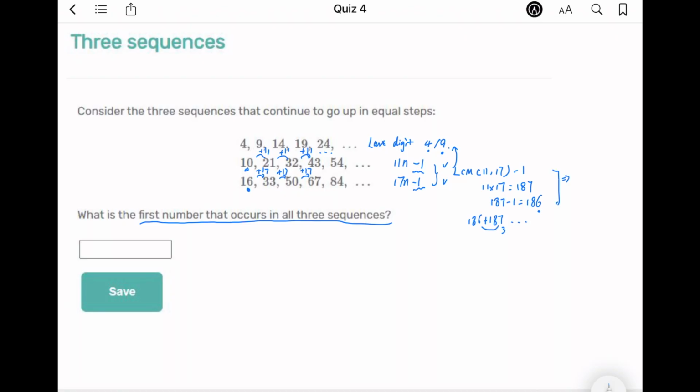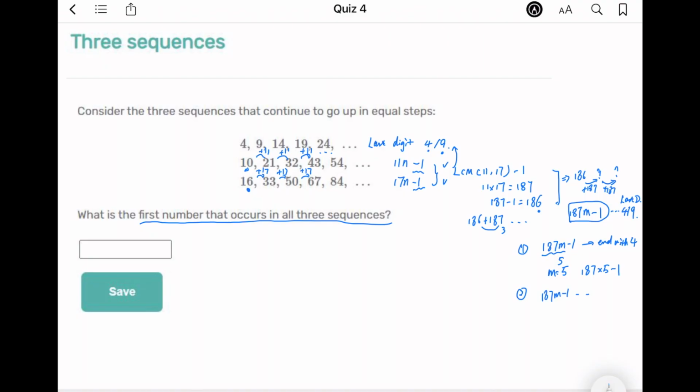Starting from 186, we continue adding 187 until the last digit becomes 4 or 9. We can express these common numbers as 187m minus 1. First, suppose this number ends with 4. Then 187m must end with 5. So m must be 5, and the number is 187 times 5 minus 1.